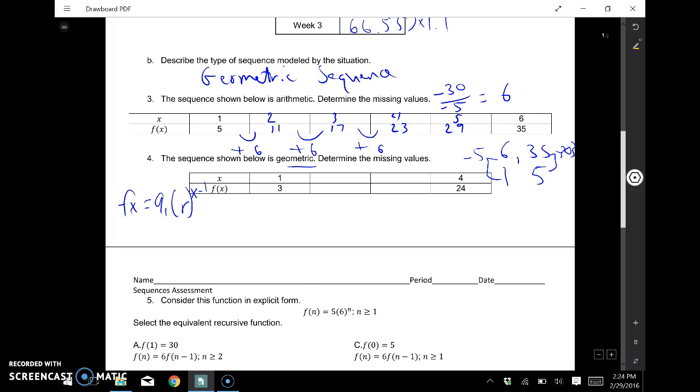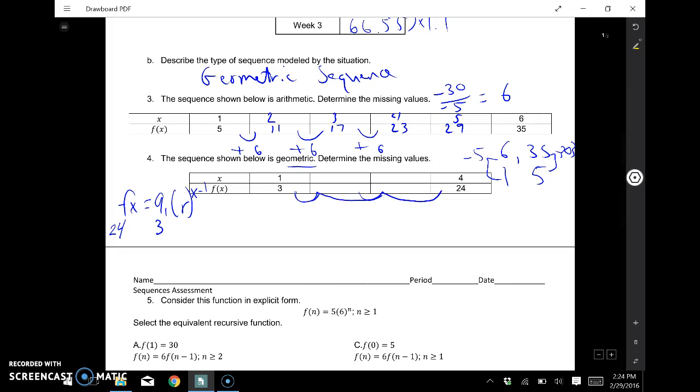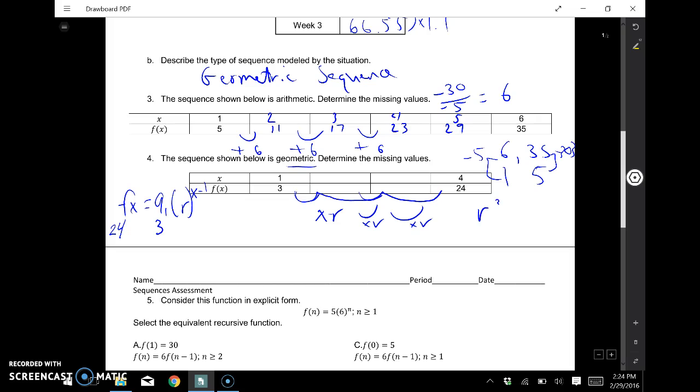Alright, so we need to figure out what we can multiply to get to 24. You can do some guessing and checking here, but I have the first term. The first term is 3, so I can put 3 in there, and instead of f of x, I can put in 24. What can I multiply 3 by to get 24? I multiply once, twice, 3 times by the common ratio. That is the same thing as multiplying the ratio 3 times, so that would be r to the 3rd power.